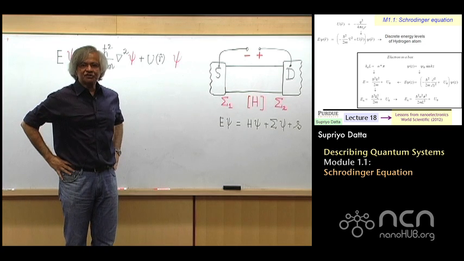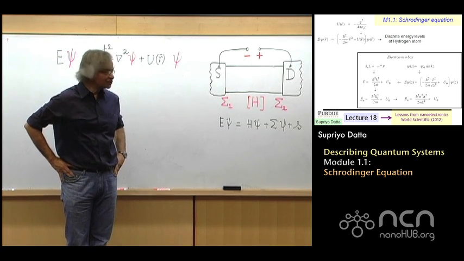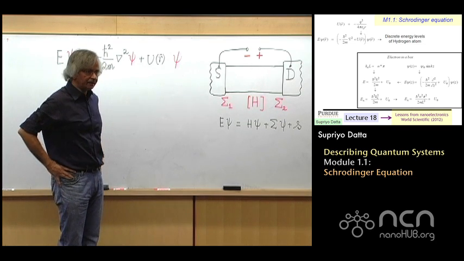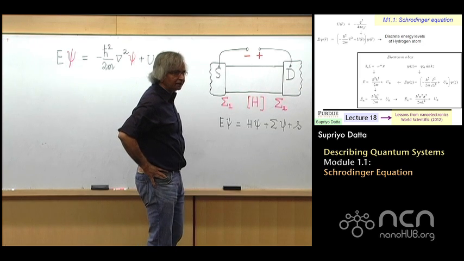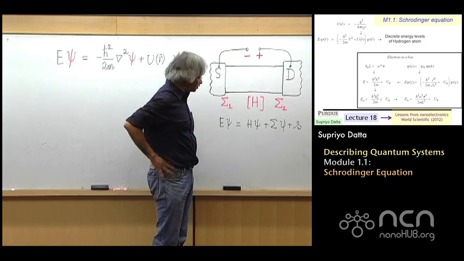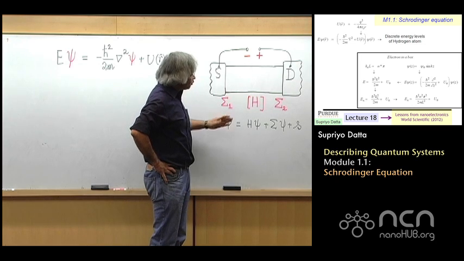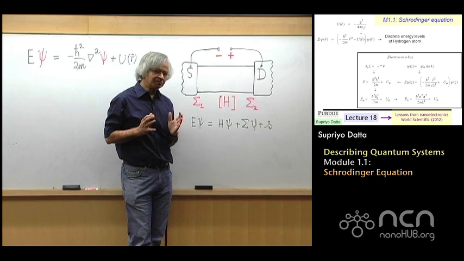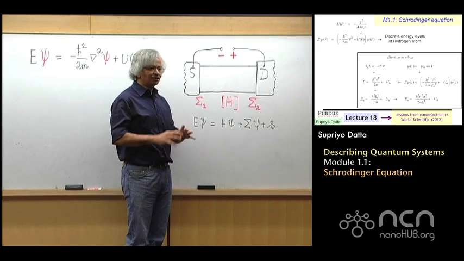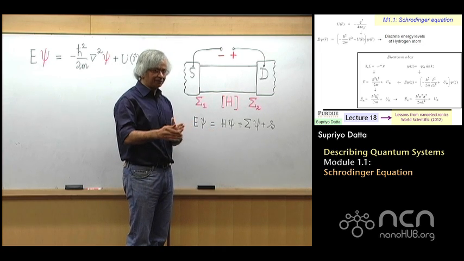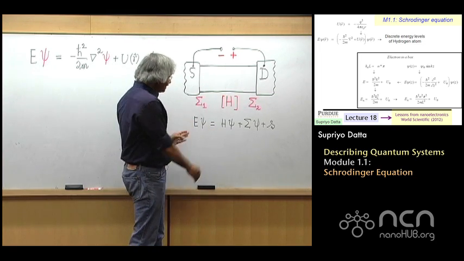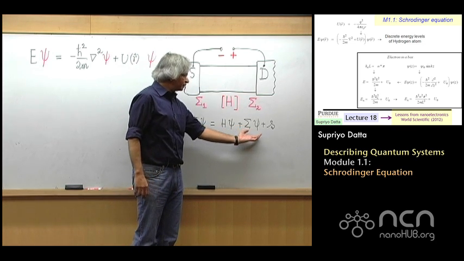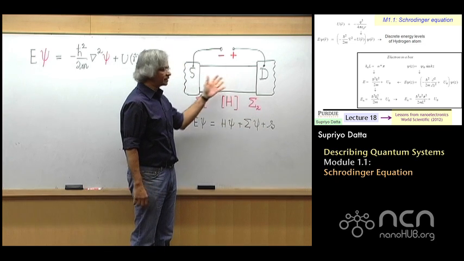Welcome to the first module for week 1 of this course. And I hope you have watched the overview module. As I explained there, what we'll be doing in this course, at least the first 4 weeks, is this quantum description of devices. This involves starting from the Schrodinger equation, which I'll try to explain a little more in this module. That's this E psi equals H psi, to which you add this new term due to the contacts.